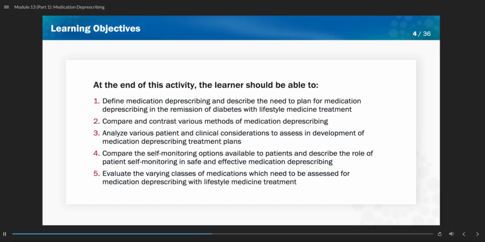Analyze various patient and clinical considerations to assess in the development of medication deprescribing treatment plans. Compare the self-monitoring options available to patients and describe the role of patient self-monitoring in safe and effective medication deprescribing. Lastly, evaluate the varying classes of medications which need to be assessed for medication deprescribing with lifestyle medicine treatments.